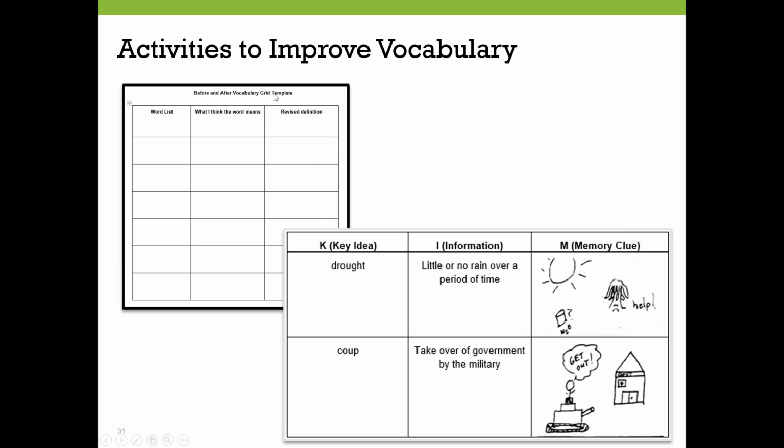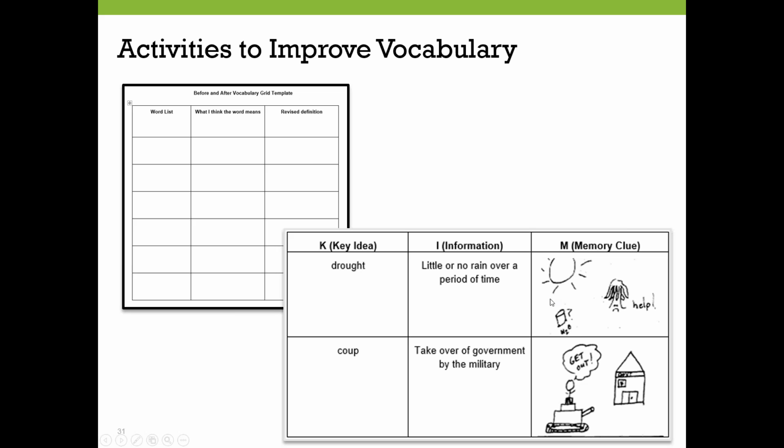I can do a before and after vocabulary grid, where I have a word list. Maybe we're going to read a text, and I give students the actual list of words that I'm concerned about, that I want to make sure they understand from the text. They come back in and tell me what they think the word means, but then they read. And from that reading and the talking about the text we've read, we go back and revise the definition. This way, students are actually able to expand on their knowledge.